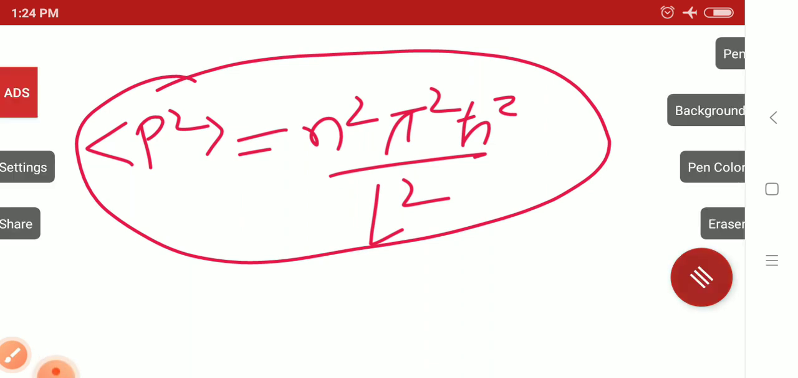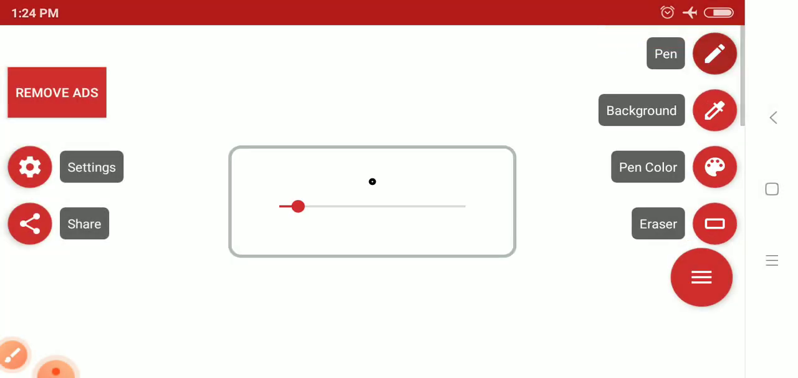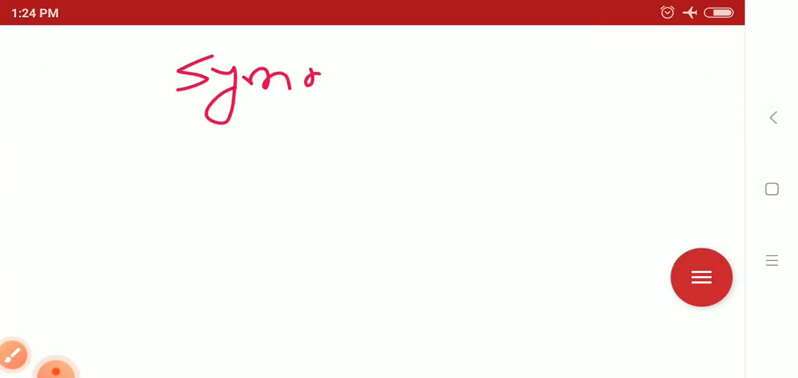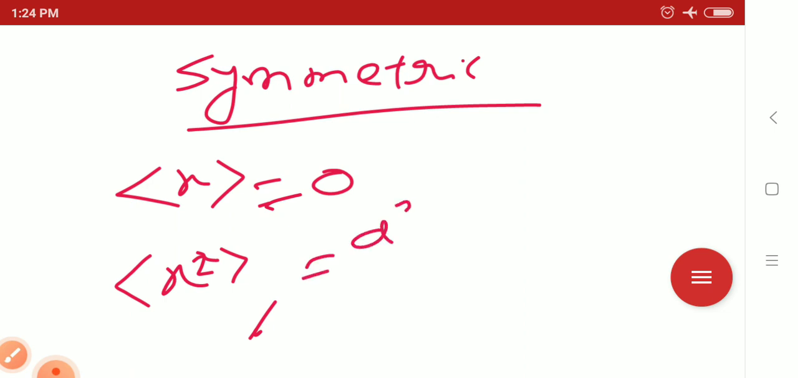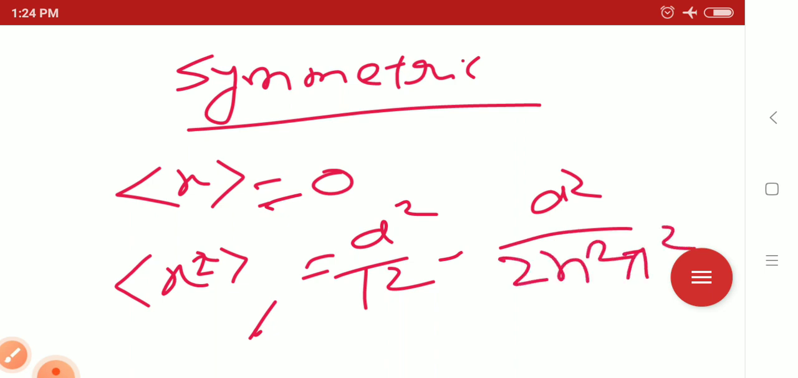Similarly, for the symmetric square potential box, the expectation of x: x average equals 0. X square average equals a square by 12 minus a square by 2n square pi square. Remember this. P average is the same, since the momentum wave function is real it is 0, and P square average is also the same.